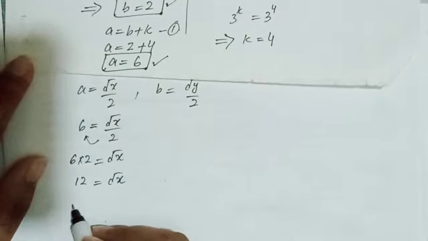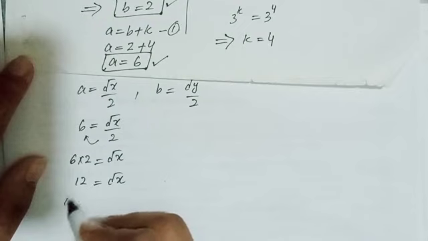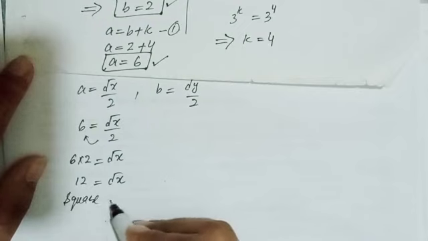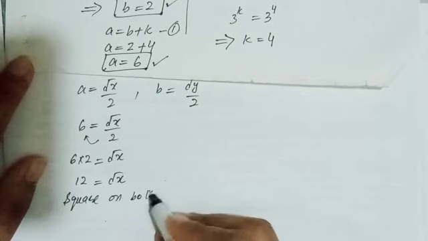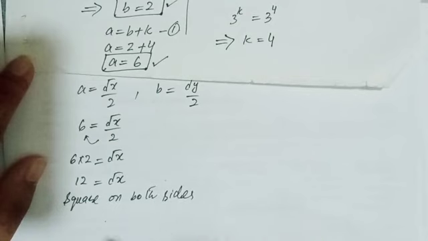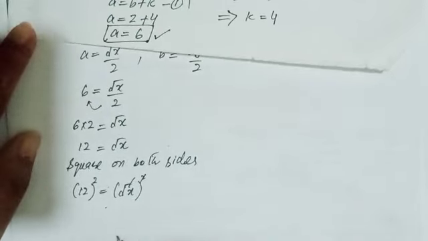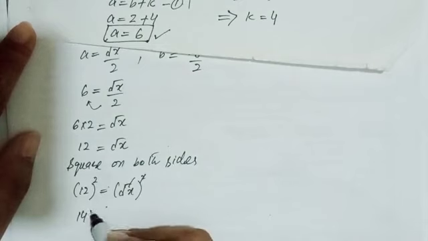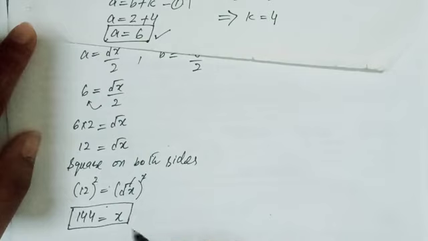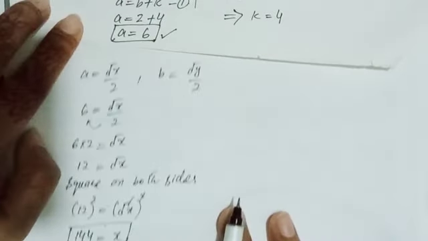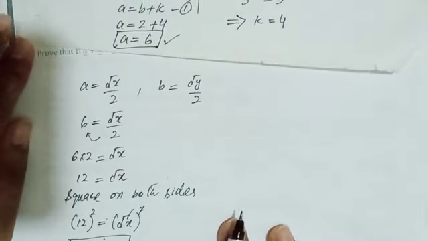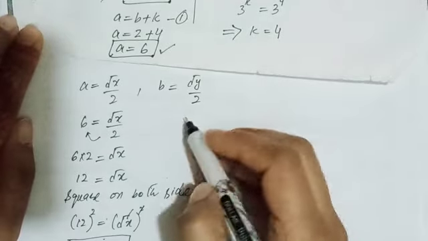And to cancel the square root, I will take the square on both sides. So it will be 12 squared equals square root x squared. So it will be 144. x is equal to 144. Now let's find the value of y.